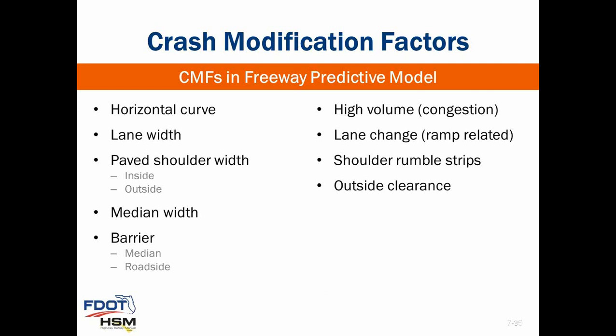This slide lists the 11 CMFs that are available in the freeway method. For example, there is a horizontal curve CMF and a lane width CMF. In the next few slides, we will look closely at a few of these CMFs. However, we will not be able to look at all of them in the time that we have available to us today.